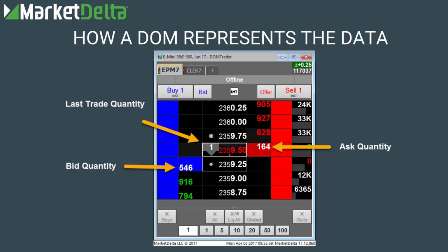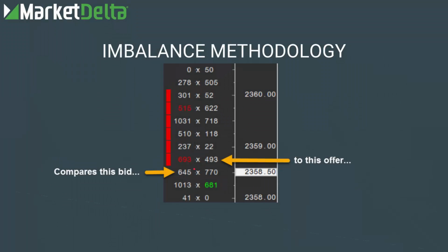Now, why do I show this? Well, I'm showing this because this really is how the imbalance footprint algorithm works. What it does is it's watching the volume that trades at the bid price versus the volume that trades at the ask price. So as this quantity gets chewed into, notice one just traded here, we're going to keep track of that. And if they come back and hit the bid, we're going to keep track of that.